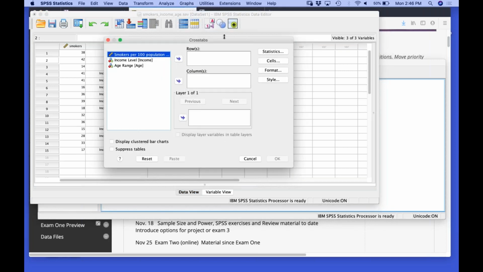And it comes up where I can tell it what variables to put in the rows and what to put in the columns. So in our case, the exposure is the age range. Are older people or younger people more likely to be low income? My outcome is the income level, so I'm going to put that in columns. This has 2 values. This has 3 values. So our table should be 3 rows and 2 columns.